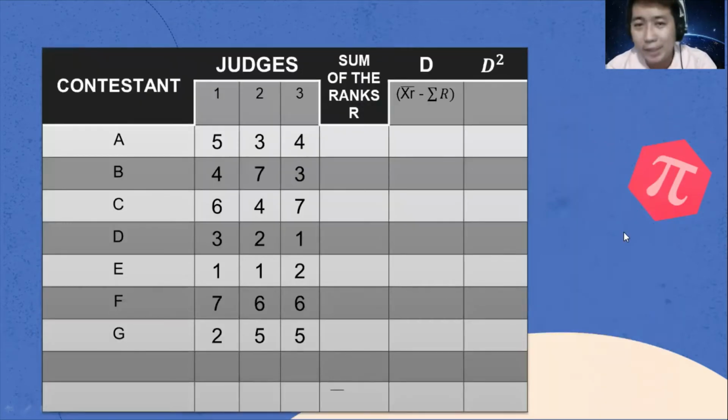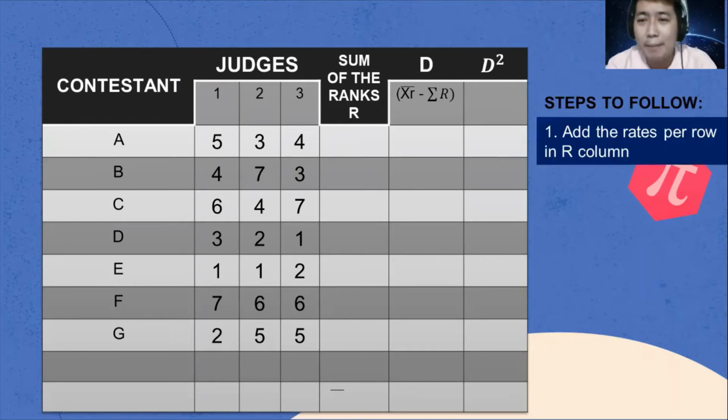Let's now try to solve this one. What are the steps to follow in solving Kendall's W? The first step, add the ratings per row. We are going to add the ratings per row.